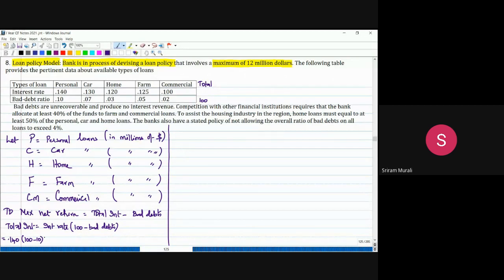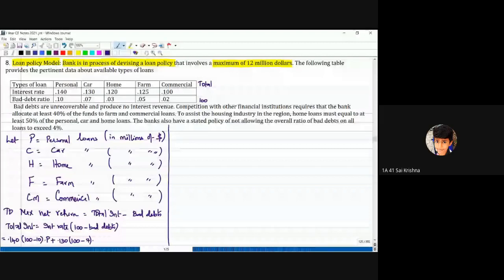But I don't know what amount I should allocate from this $12 million. Let it be P. Plus, what is the amount you got in the given interest? At 0.130, in the given 100, I don't get 7%. So 100 minus 7 is what I get in the interest I gave for car loans. But I don't know what amount to allocate for this.